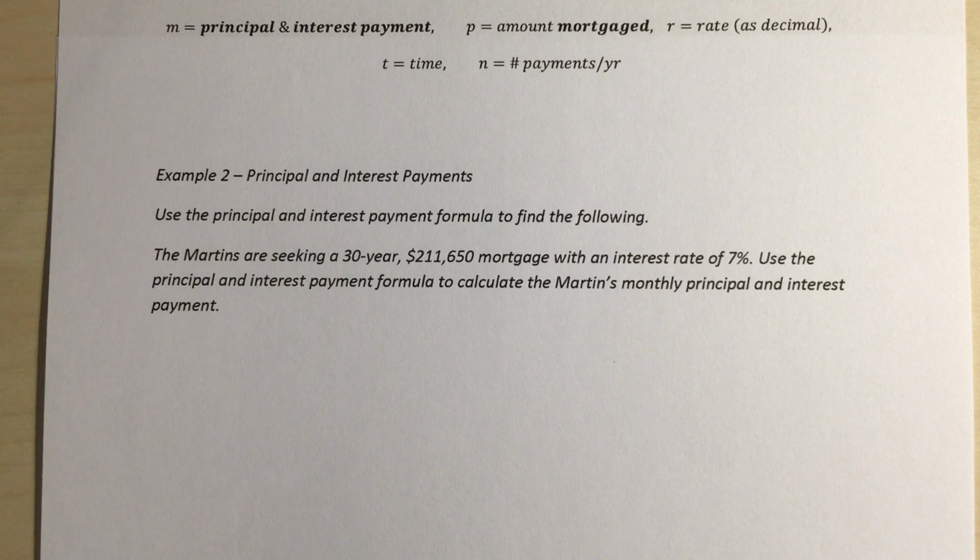The Martins are seeking a 30-year, $211,650 mortgage with an interest rate of 7%. Use the principal and interest payment formula to calculate the Martins' monthly principal and interest payment. So notice that we're just continuing on with our example from the previous page.